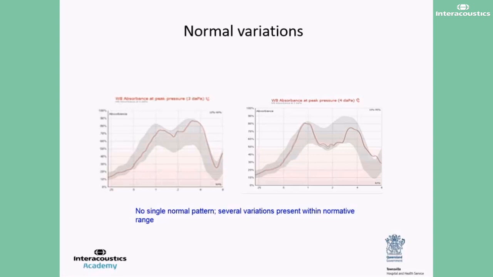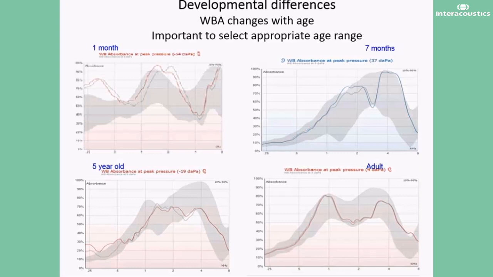Frequencies from about 5 kilohertz upwards are not diagnostically significant because there's a lot of variation within the normative pattern, so they do not have a diagnostic significance compared to the mid-frequency range of 1 to 4 kilohertz. And understanding normal variation is very important for the clinical application of wideband absorbance. Now let's look at the developmental differences that occur due to age. Developmental changes that occur in the outer and middle ears affect the acoustic property of the middle ear, especially during the first 2 years of life.